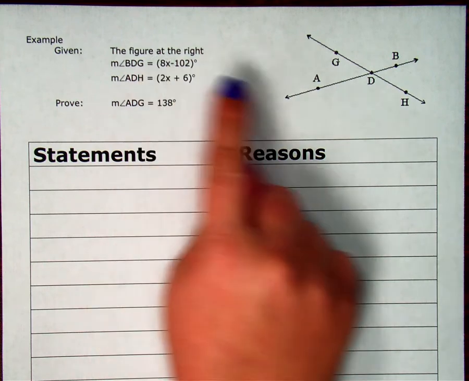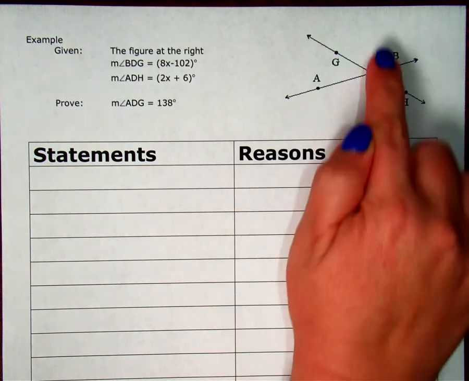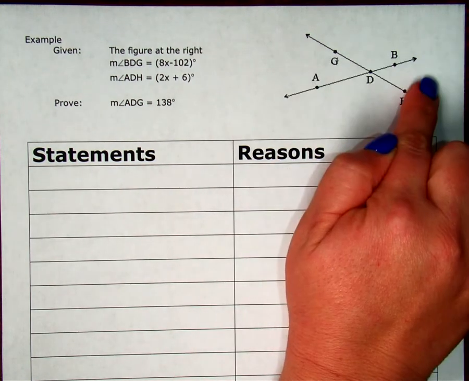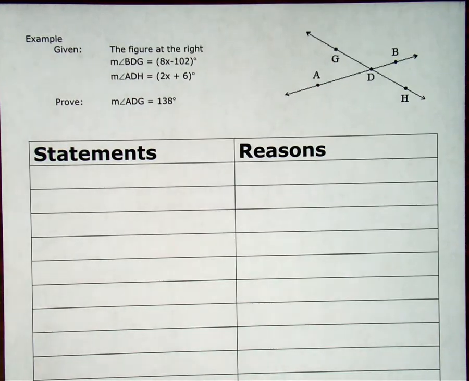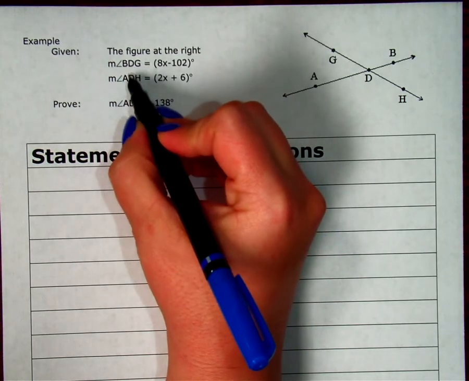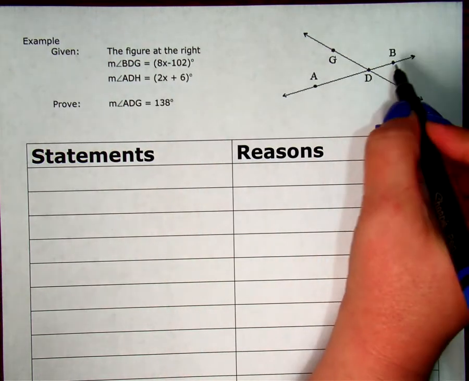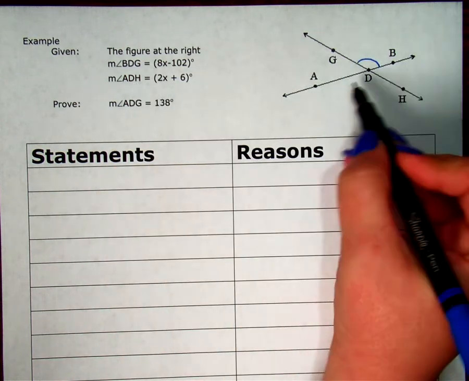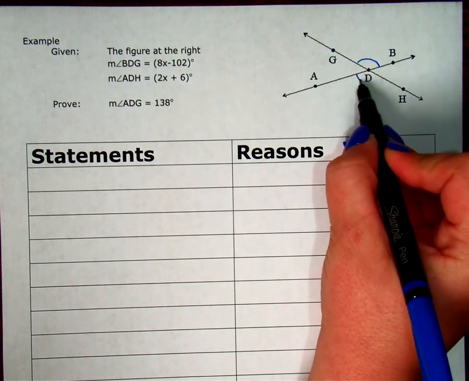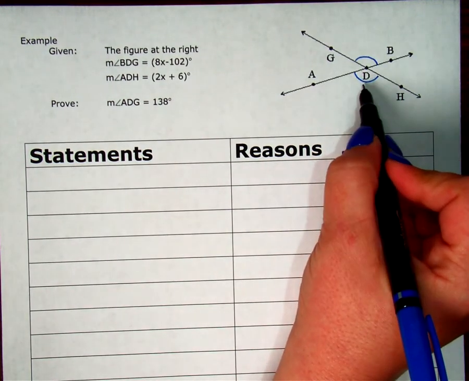What this means is I can look at this picture and I can say things about this picture that are in it. So I can say certain angles are vertical, or I can say certain angles are a linear pair. Okay, so here's my strategy that I'm going to use to figure out what information I'm going to need from this picture. I'm going to look at the two angles that they've given me information about. Angle BDG. So where is that? BDG, that's this angle here. And angle ADH. ADH, that's this angle here. And I'm going to notice something about those angles. I notice they are vertical.